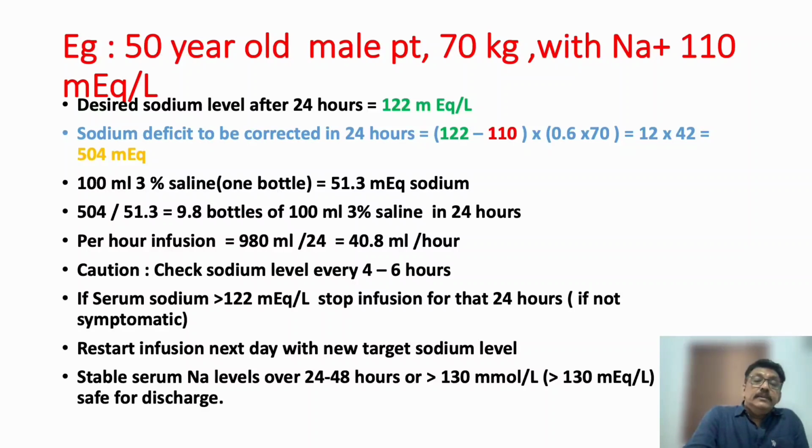Now, when we are correcting, always correct up to 130, that is enough, with IV 3% saline. After that, try to correct with oral solutions, oral salt or Ryle's tube feeding. So up to 130 you can correct with this type of correction. Slow correction is always better than faster correction.